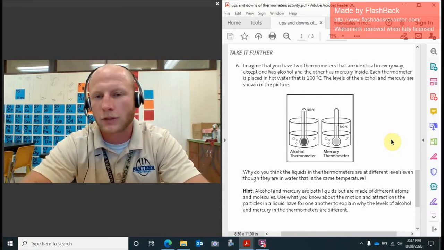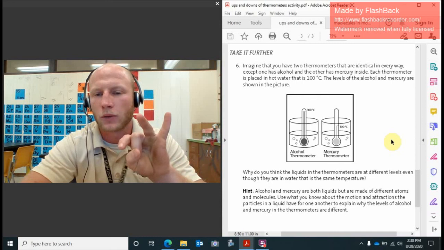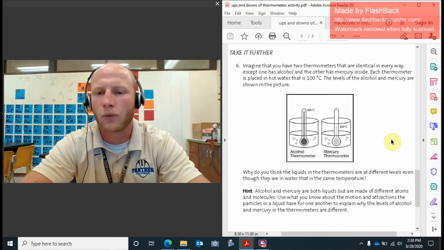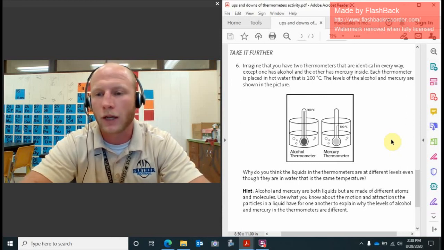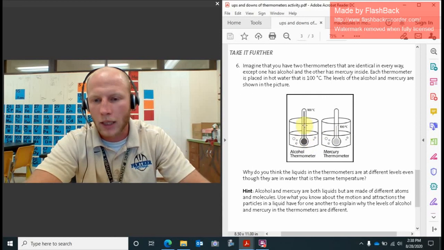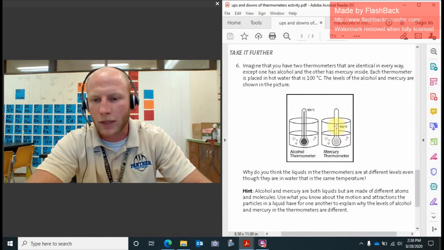But number 6 says, imagine that you have 2 thermometers that are identical in every way, except for one thermometer has mercury, and the other one has alcohol. Each thermometer is placed in hot water that is 100 degrees Celsius. So that's the boiling point of water. The levels of alcohol and mercury are shown in the picture. So we see right here that this alcohol thermometer shows 100 degrees Celsius, but the level of alcohol is way up here, where over here the level of mercury is right here, and it still shows 100 degrees Celsius. So what's going on?